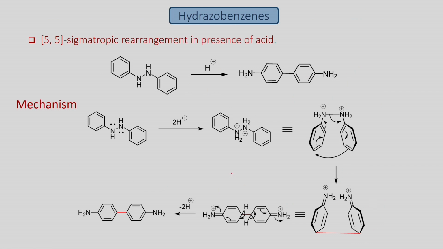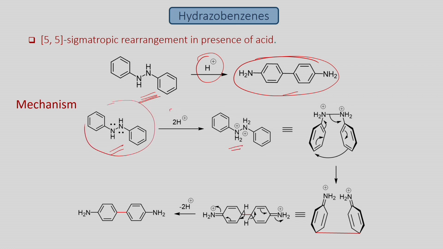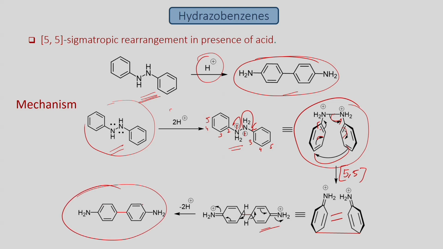Now, let us look at the rearrangement of hydrazobenzene. When you treat it with acid followed by heat, it can undergo a 5,5-sigmatropic rearrangement to give this 5-phenyl derivative. You can look at the reaction pathway here. When you treat this compound with acid, it undergoes protonation. Once we have this, it undergoes rearrangement as shown here, a 5,5-sigmatropic rearrangement, and you will get this intermediate, which can convert into this 5-phenyl derivative.